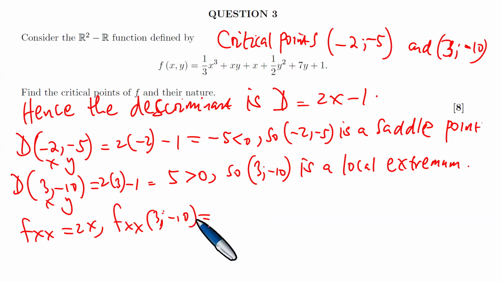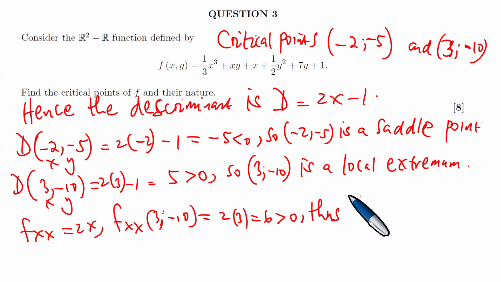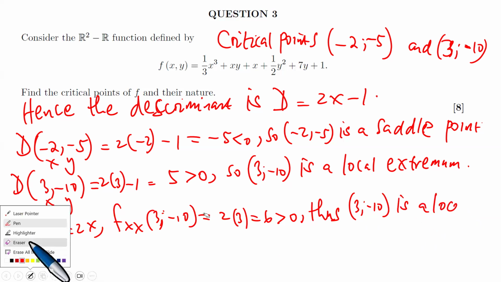At (3, -10), we're going to put 2. What is our x here? It's a 3. So 6, and 6 is positive. So now, because fxx is bigger than 0, therefore, this critical point (3, -10) is a local minimum.